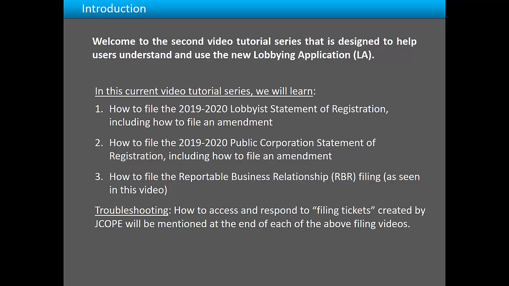In this three-part video series, we have covered how to file the 2019-2020 Lobbyist Statement of Registration, including how to file an amendment, how to file the 2019-2020 Public Corporation Statement of Registration, including how to file an amendment, and now we will be covering how to file the Reportable Business Relationship filing. At the end of each video tutorial, I will go over JCOPE's new upcoming filing ticket feature that will be available.